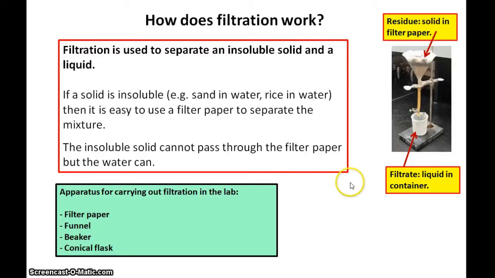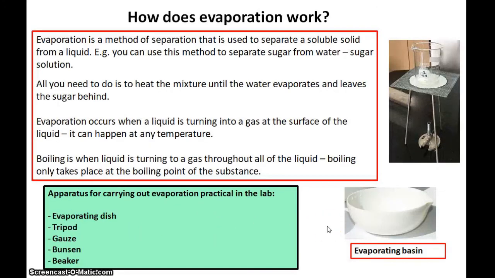So in the lab, we use this simple setup. You have a filter paper with very fine holes, even though you cannot see them, that are big enough for water, in this case, to pass through, but will stop the sand. The sand is the residue, the solid in the filter paper. The filtrate is the water, the clear liquid that you get. So you need this apparatus to carry out simple filtration.